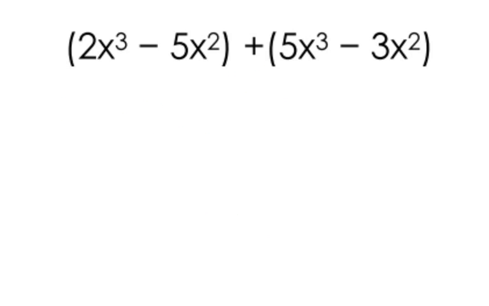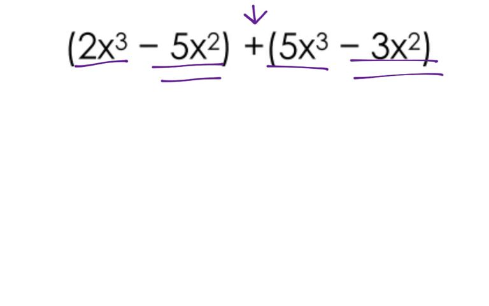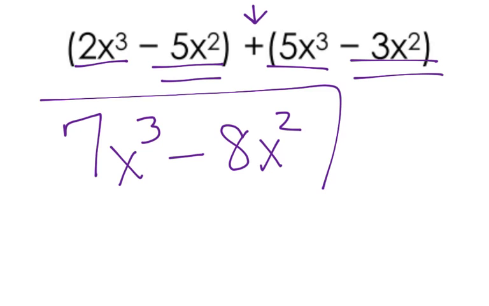Next problem. There is a plus between them. If it is a plus, it's doing nothing. The parentheses are doing nothing. You don't have to distribute, you just find your like terms. So 2x to the third and 5x to the third, and minus 5x squared and minus 3x squared. So 2 plus 5 is 7x to the third. Negative 5 minus 3, use your calculator because all those negatives, is minus 8x squared. That's your answer. You're done. You're finished. Don't mess with the exponents.